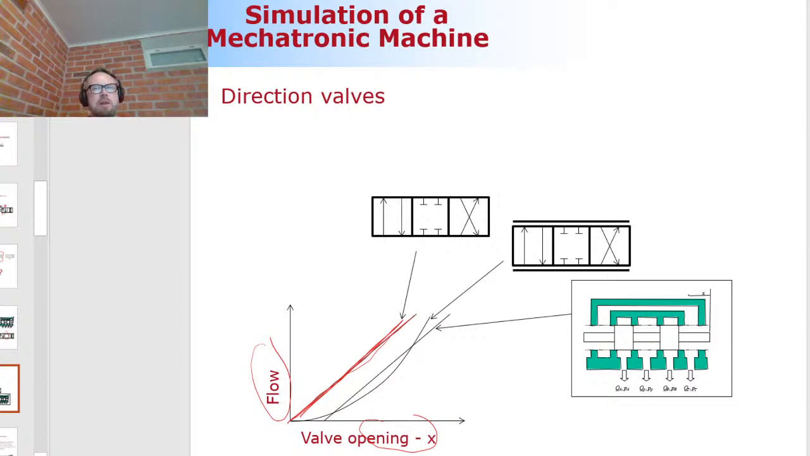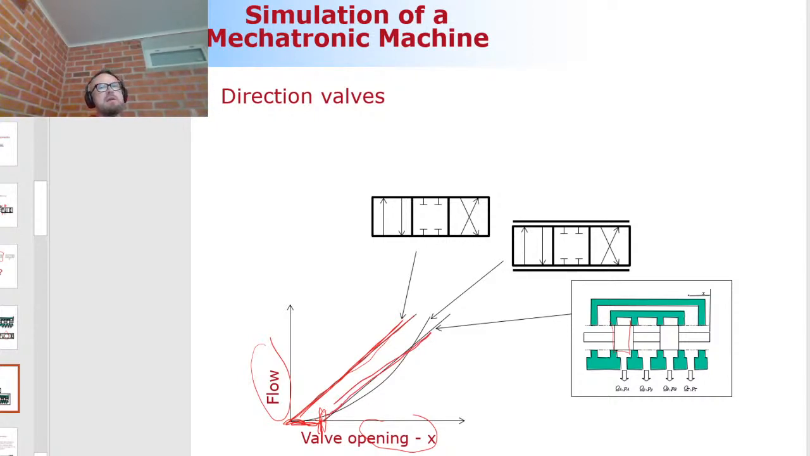So it's a linear relation between the valve opening and the flow rate. That could be the case. If the lands are significantly bigger than the tolerances, then what happens in the very beginning when you start to open the valve is that there is no flow rate whatsoever. And it takes a little while to travel to this point here. Once you reach this point, then it could be a linear relation.